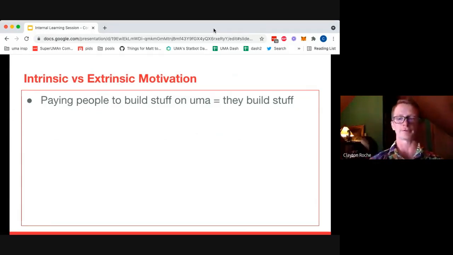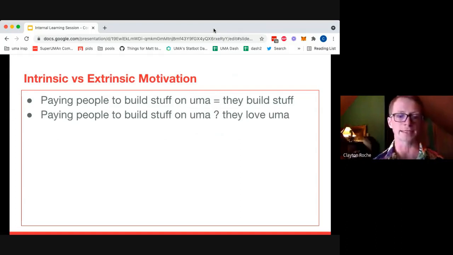And so if you think about earlier on in our community, when we started to do a certain number of bounties, or we have developers or just community people that put together assets and resources for us, in many cases those were paid tasks. And so the thing that we want to understand is, does paying people to build stuff on UMA result in them loving UMA or loving building stuff on UMA, for example? And I think that's an important question.